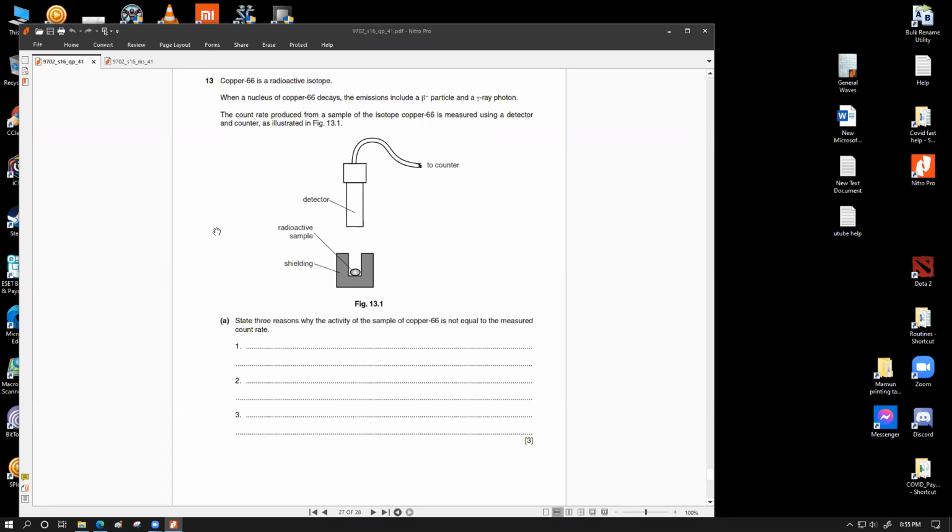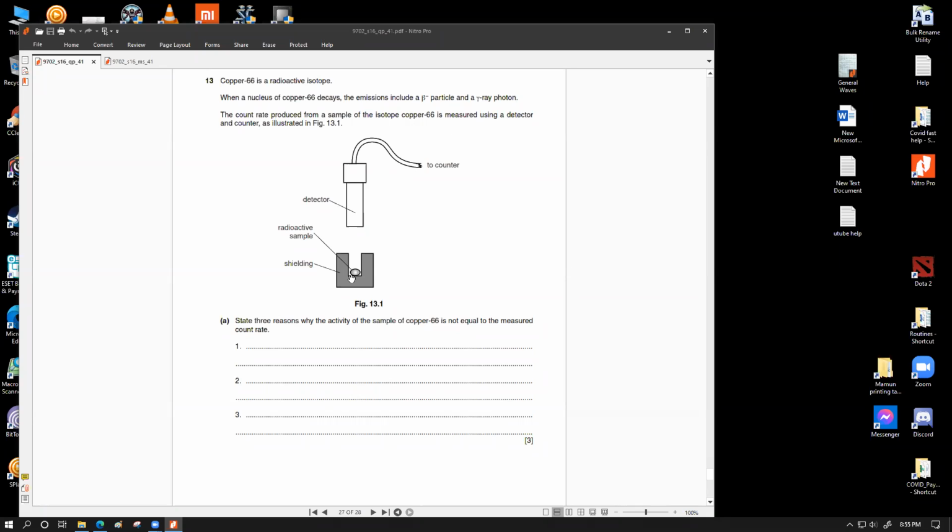Okay, so let's try to understand the wording of this question. It's important to first understand the question. They're saying state 3 reasons why the activity of the sample of copper-66, so the actual activity that is coming out from the sample, is not equal to the measured count rate. So whatever is measured in this detector is not the actual count rate. Why is that? I can already think of two reasons, but I cannot think of a third.